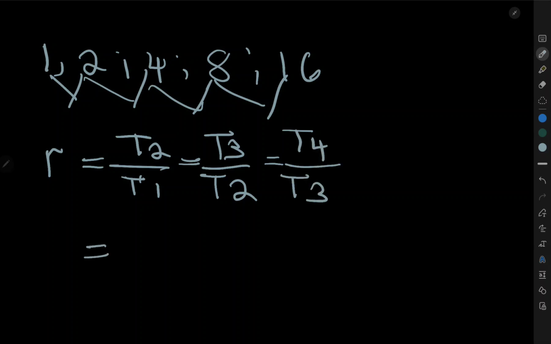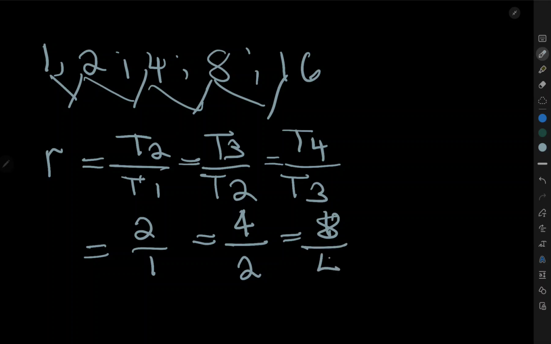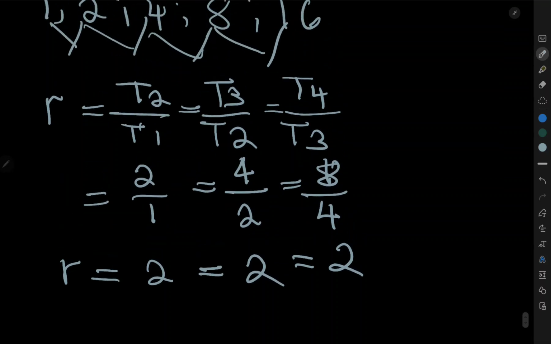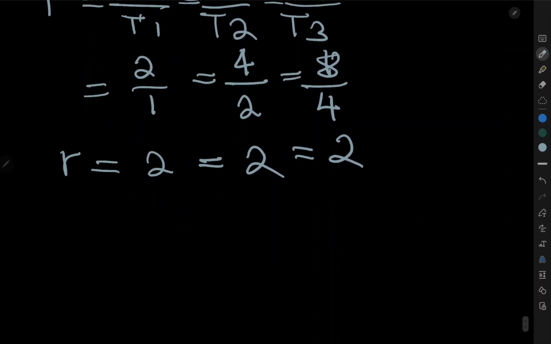So let's see if that applies. We know that the second term is 2 and the first term is 1, right? The third term is 4 and the second term is 2. And the fourth term is 8 and the third term is 4. In all the outcomes we'll always get 2: 2 divided by 1 is 2, 4 divided by 2 is 2, and 8 divided by 4 is also 2. So now we've determined that in this situation we use what we call a common ratio.